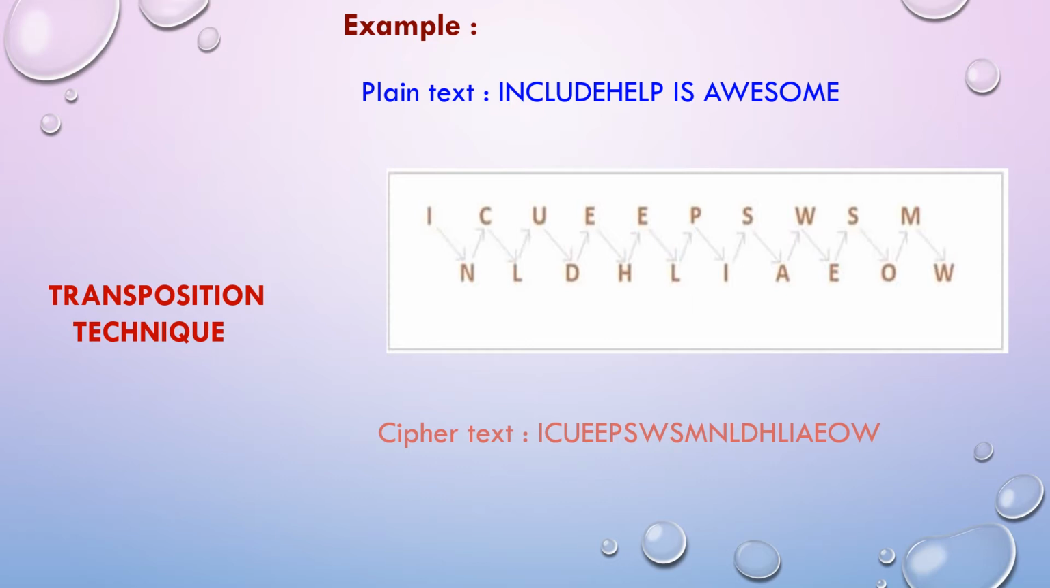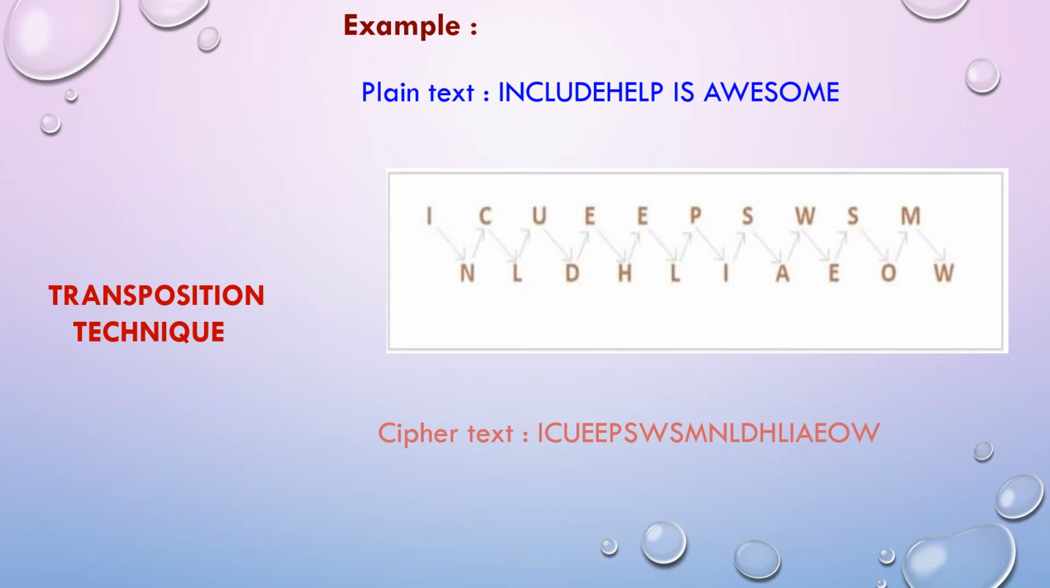row by row. So the first row contains the alphabet letters of I, C, U, E, E, P, S, W, S, M. Then the second row contains the alphabet letters of N, L, D, H, L, I, A, E, O, E. So we get the ciphertext.